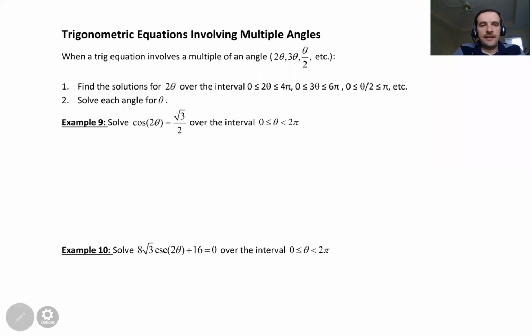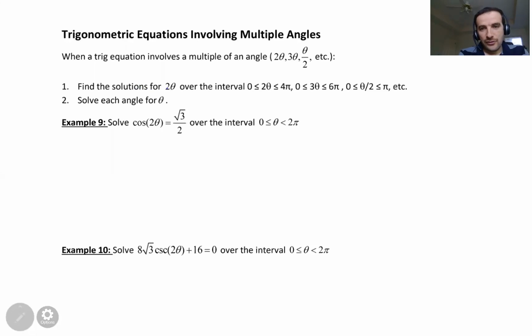Hello. In this video, I will continue to work on trigonometric equations and how to solve them. We are trying to solve trigonometric equations, and in this video, we are going to specifically work on solving trigonometric equations that involve multiple angles. Not only theta, but they can have 2 theta, 3 theta, maybe theta over 2, okay? But the idea is simple.